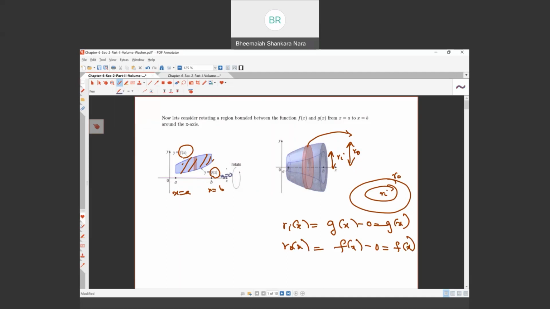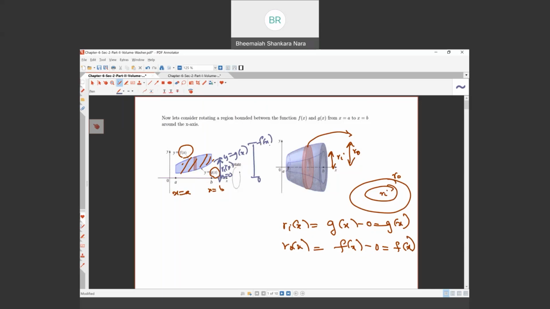And here is your y equal to g of x curve. So this distance between this g of x and y equal to 0, this is your r sub I. And that's what you're going to rotate. When you rotate, all you see is the baseline will be 0, and then the top curve will be f of x.